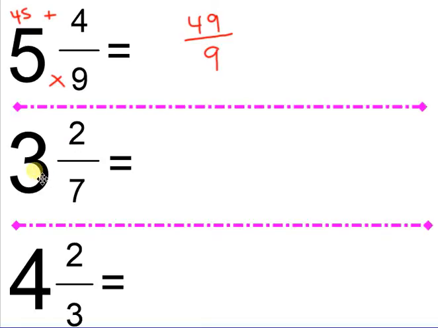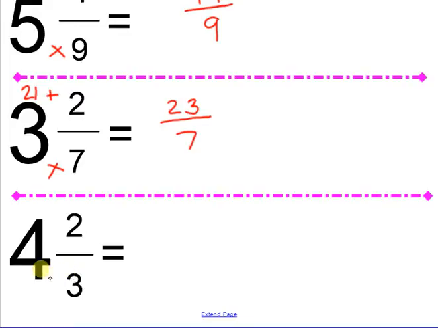Okay, so then here we have 3 and 2 over 7. So I'm going to draw a little multiplication sign here. So 3 times 7 is 21. And now I'm going to do a plus sign. 21 plus 2 is 23. And then my fraction bar, I'm going to keep my same bottom. So my answer is 23 over 7.